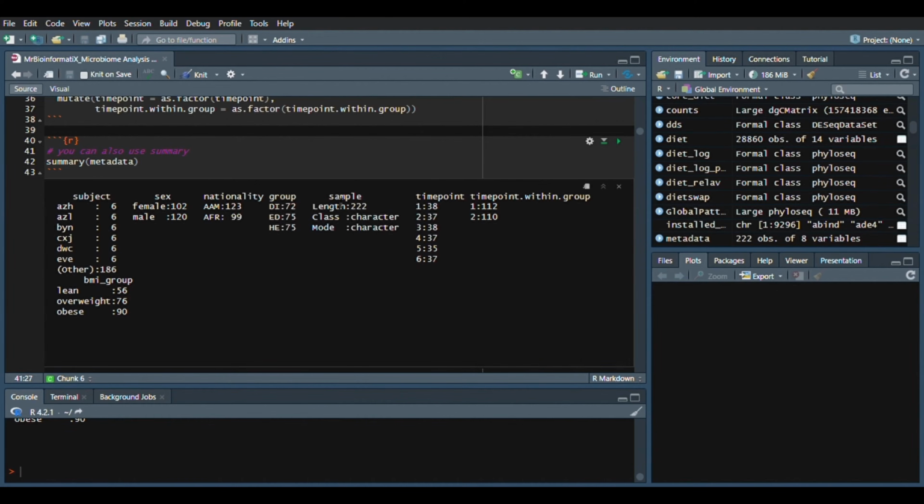And then we have sample. Lists sample identifiers, with a total of 222 samples. Then time point indicates the number of samples collected at different time points. For example, here 38 at time point 1. It's useful for temporal analysis. And then time point within group provides a detailed breakdown of samples within each group. It's essential for tracking changes over time. And lastly, BMI group classifies individuals based on BMI. For example, 56 lean, overweight is 76, obese is 90.